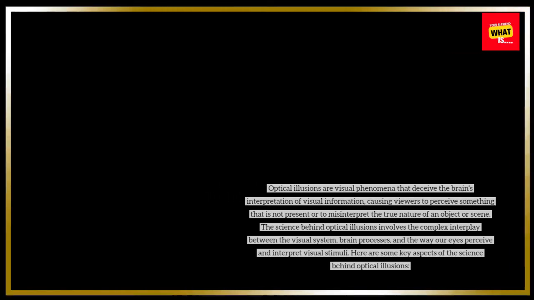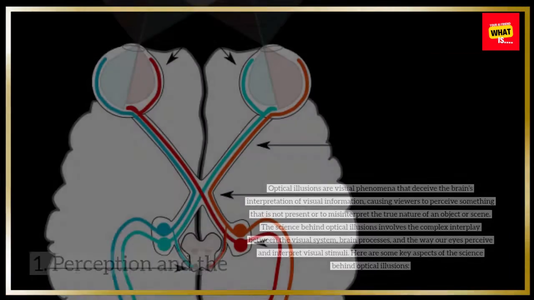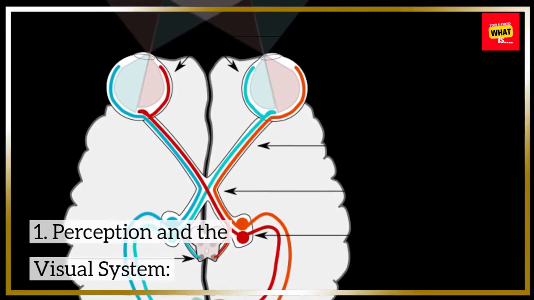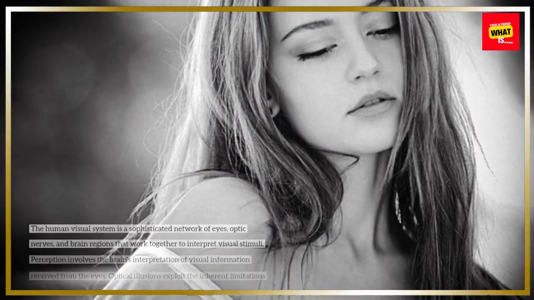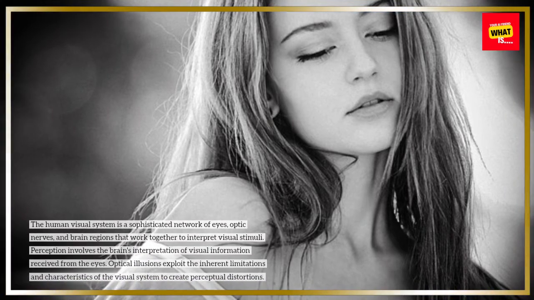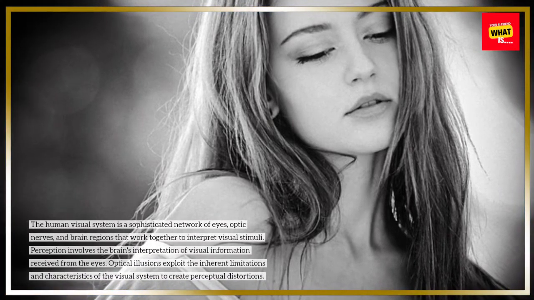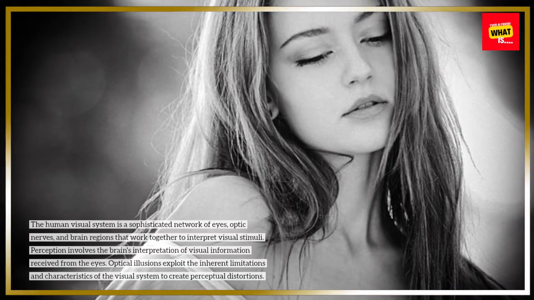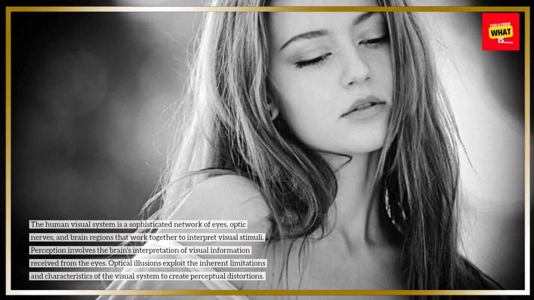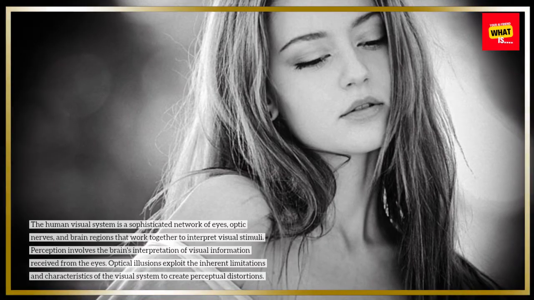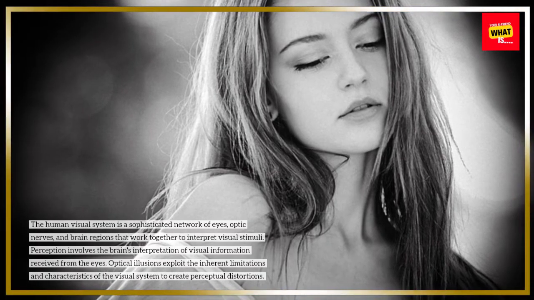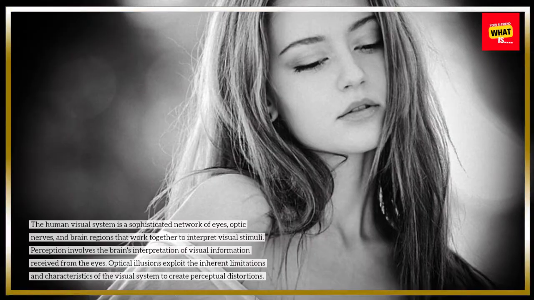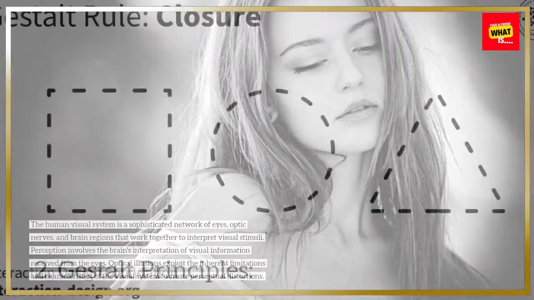Here are some key aspects of the science behind optical illusions. 1. Perception and the visual system. The human visual system is a sophisticated network of eyes, optic nerves, and brain regions that work together to interpret visual stimuli. Perception involves the brain's interpretation of visual information received from the eyes. Optical illusions exploit the inherent limitations and characteristics of the visual system to create perceptual distortions.